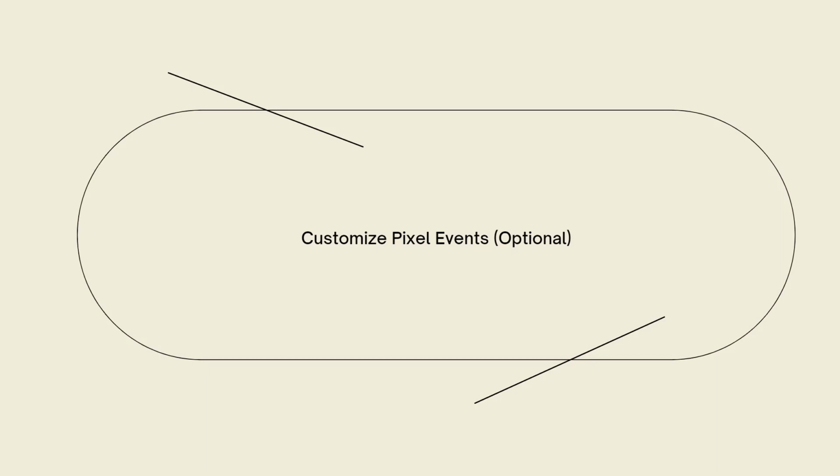So, customize pixel events. Depending on your advertising goals, you may want to customize the events that the Facebook pixel tracks. For example, you can set up custom events for purchases, add to cart actions, or form submissions. Check your Facebook Pixel plugin's documentation for instructions on configuring custom events.